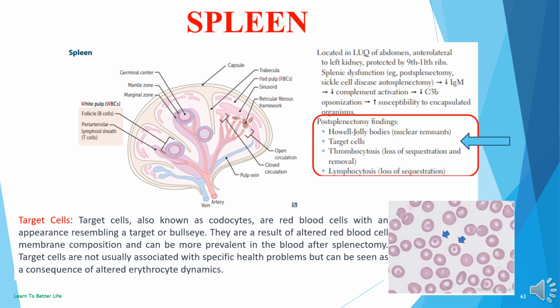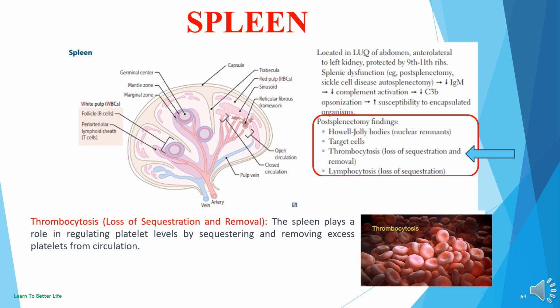Target cells, also known as codocytes, are red blood cells with an appearance resembling a target or bullseye. They are a result of altered red blood cell membrane composition and can be more prevalent in the blood after splenectomy. Target cells are not usually associated with specific health problems but can be seen as a consequence of altered erythrocyte dynamics.